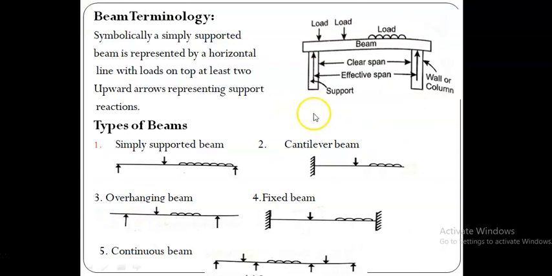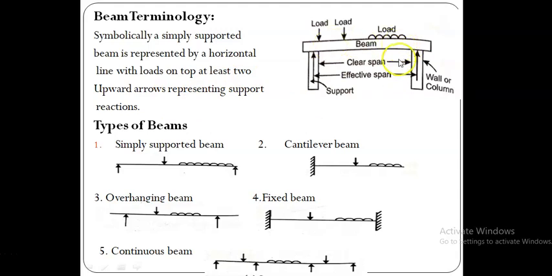Next, these are some of the terminologies in beams. You see this beam, as we have already discussed, these two are supports. These supports are normally represented as the upward arrow at its ends, and the distance between these two supports is called the clear span, and the center to center distance between these supports is called the effective span. Okay. So symbolically, a simply supported beam is represented by a horizontal line with loads on top, and at least two upward arrows representing support reactions.